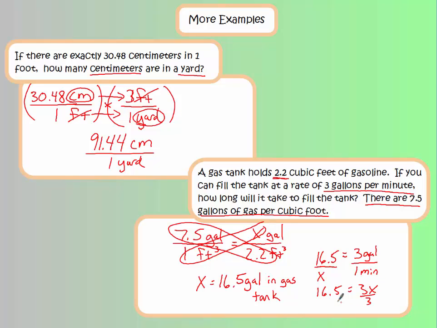All right, dividing by 3 is going to tell me that x is 5.5, and x was, what's the label down here? It's minutes. So x is in minutes, so it's 5.5 minutes. All right, so we had to set up 2 different proportions that time. Again, the labels all stayed the same. I had gallons over minutes and gallons over minutes.